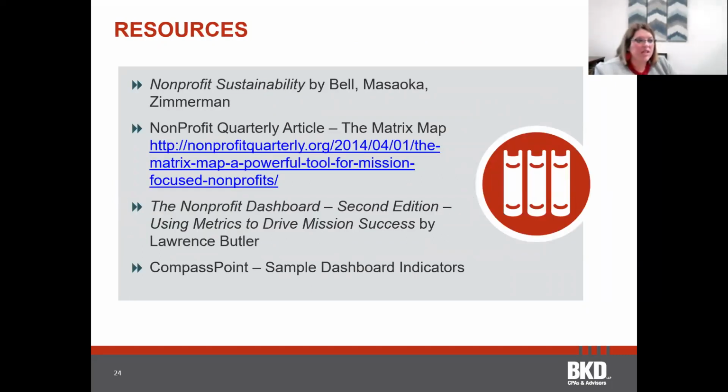So, a few resources. I mentioned that Nonprofit Dashboard by Lawrence Butler. That's a great book, really good information. CompassPoint is where some of those sample dashboard indicators came from, so some good information there. There's a Nonprofit Quarterly article about the matrix map. That's also a good one. And then another good one is nonprofit sustainability. So some great information there you can check out if you're really wanting to dive deep into dashboards and take a good hard look at what you've got and what you're doing, and if you're trying to build something from scratch.